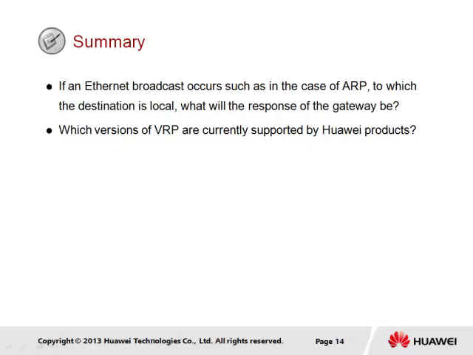So in summary for this section, we have two questions. The first asks, if an Ethernet broadcast occurs, such as in the case of ARP, to which the destination is local, what will the response of the gateway be?